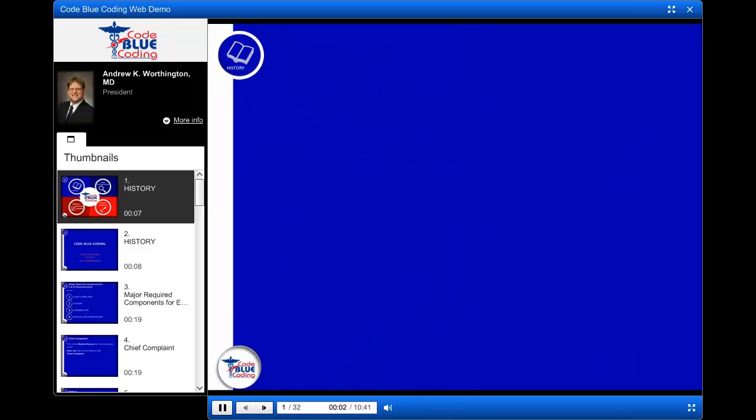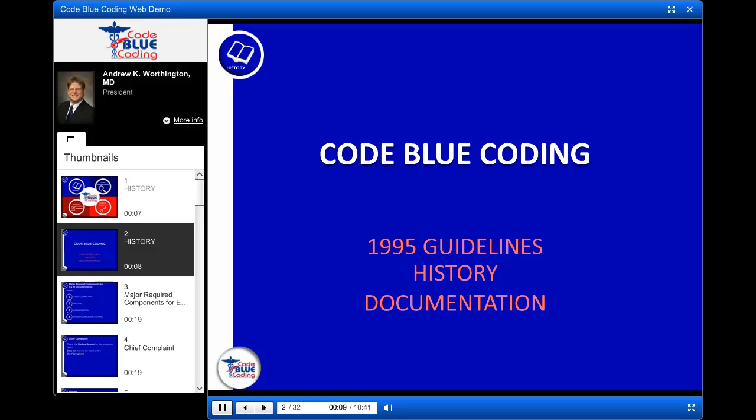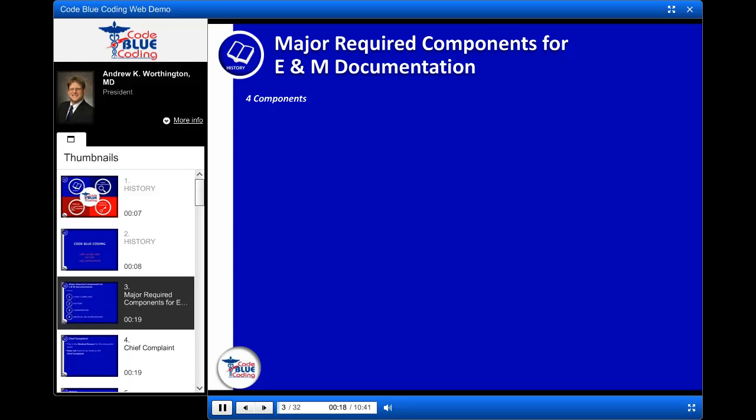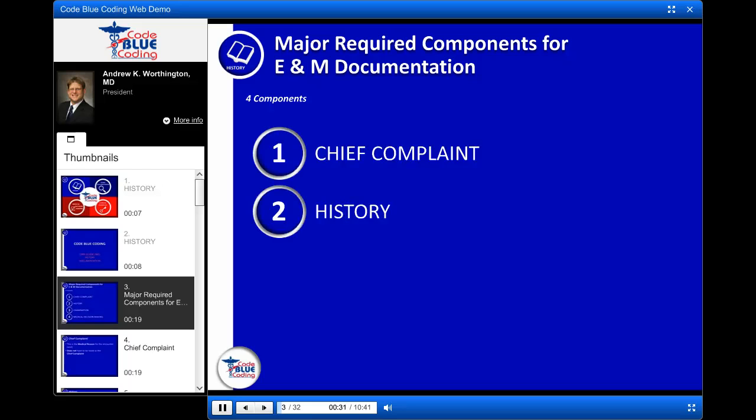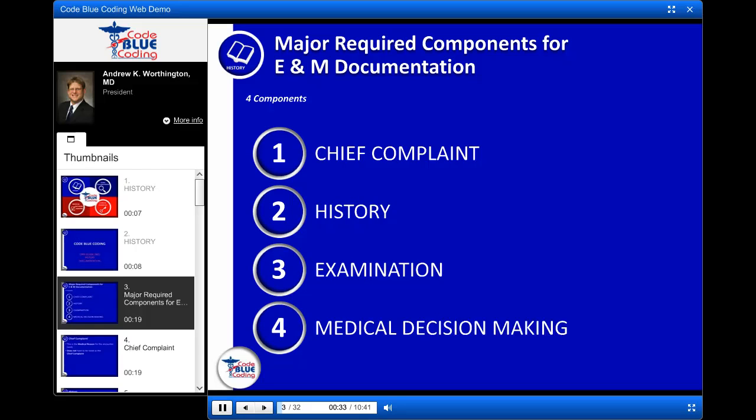We will now proceed to discuss and illustrate documentation of the first of these three components. First comes the documentation of the history component according to the CMS 1995 guidelines. In their guidelines, CMS describes three key components required for E&M documentation. In reality, there are four components required for E&M documentation: chief complaint, history, examination, and medical decision-making.